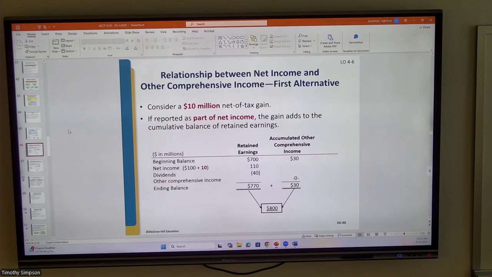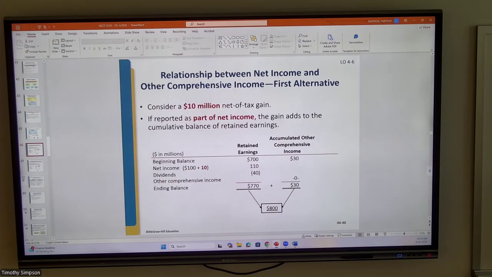So what's the relationship here between net income and other comprehensive income? In this case, we have a $10 million net of tax gain. We're going to view this in a couple of different aspects, and we'll decide for ourselves the relative merits of these different approaches. So in this case, we have the first alternative: a $10 million gain, and it's after tax. And so here, these are the balance sheet figures.